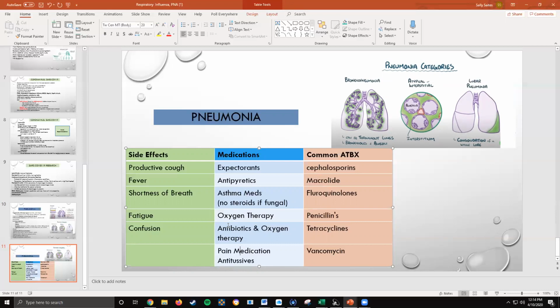Antitussives I have at the bottom because antitussives will suppress cough. We only want that if it is a non-productive cough. So preferably we want them to have a productive cough, but if it is non-productive, even with our interventions, then we can go ahead and give them antitussives. This is just a list of the common antibiotics for a bacterial infection that we might use for pneumonia. So we have our cephalosporins, our macrolides, the fluoroquinolones, penicillins, tetracyclines, and then lastly, vancomycin.